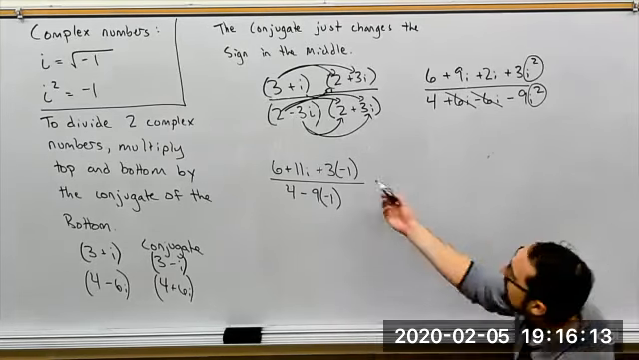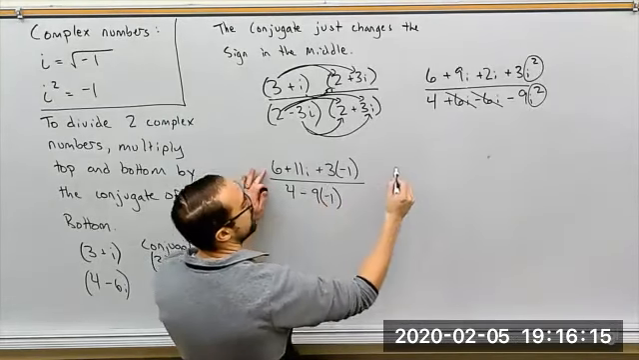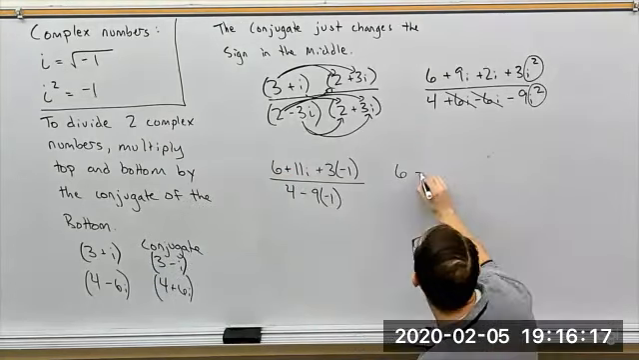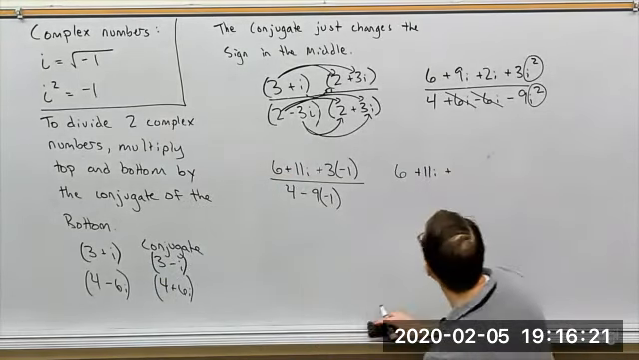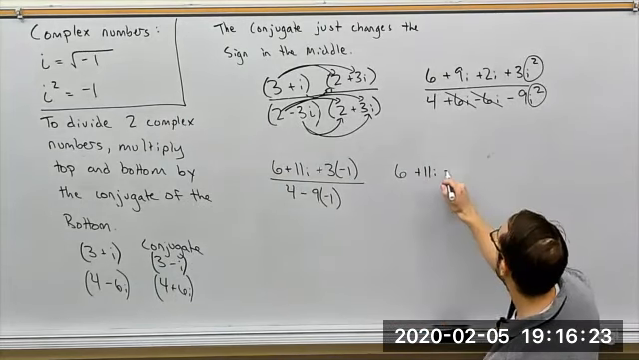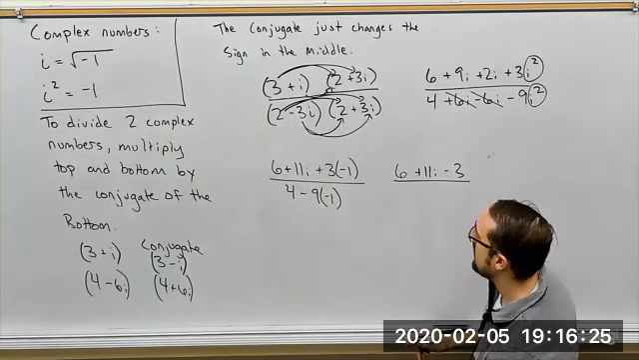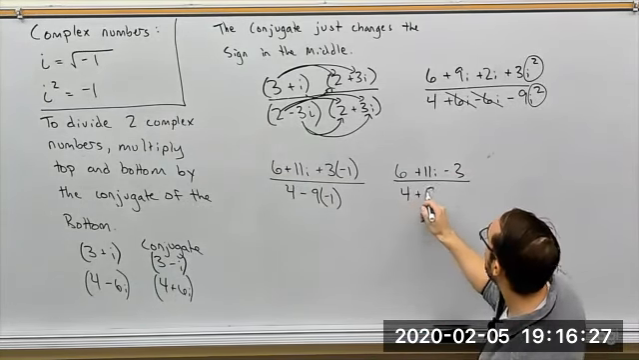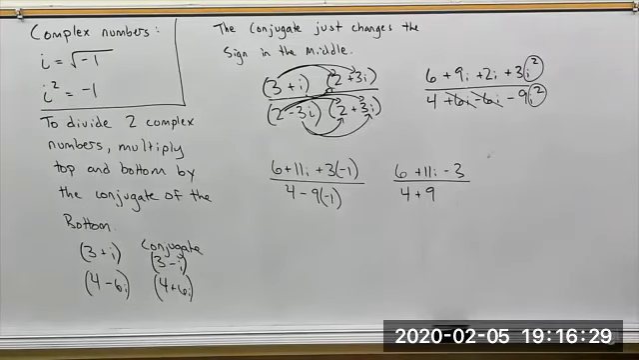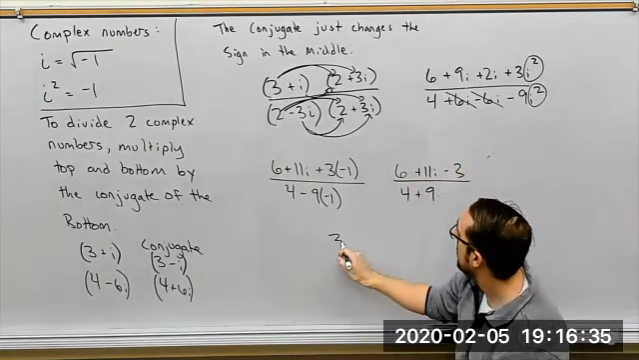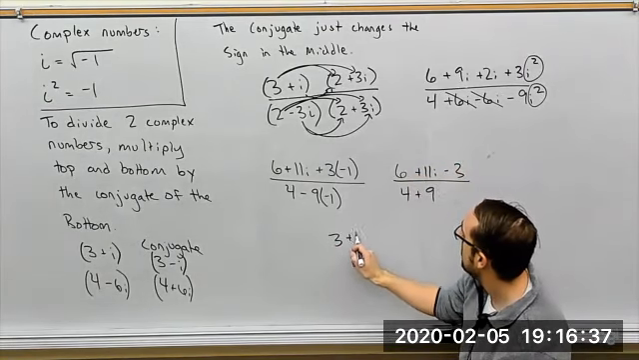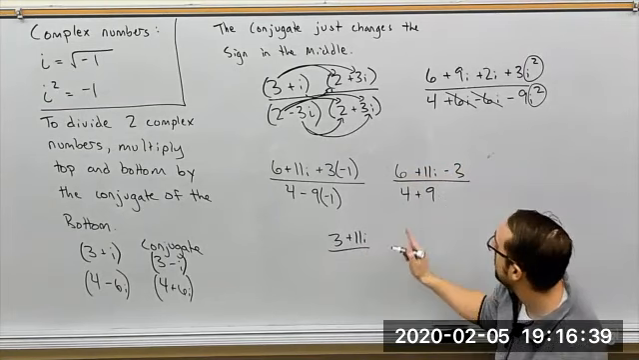All right. So let's keep on with this problem. We got 6 plus 11i, not plus, minus 3, divided by, we get 4 plus 9. 4 plus 9 is 13. And then up here we get 6 minus 3 is 3. So we get 3 plus 11i divided by 13.